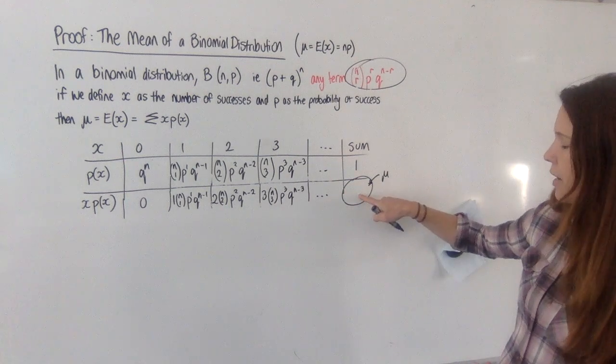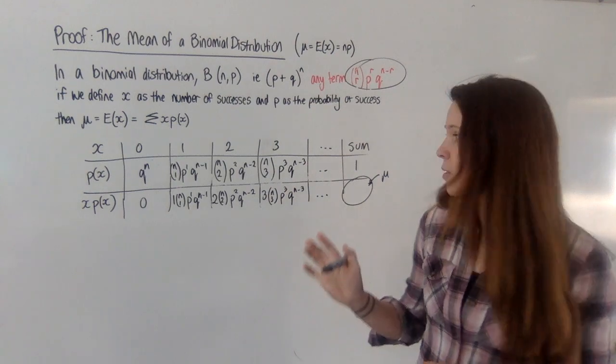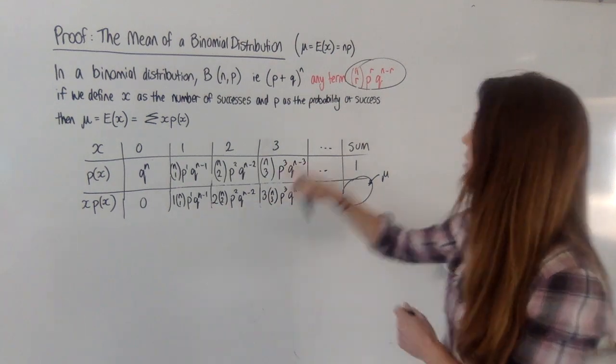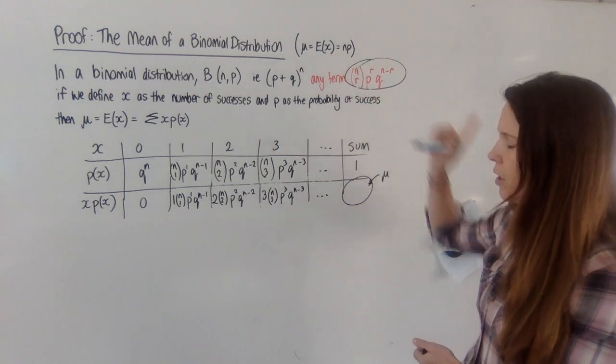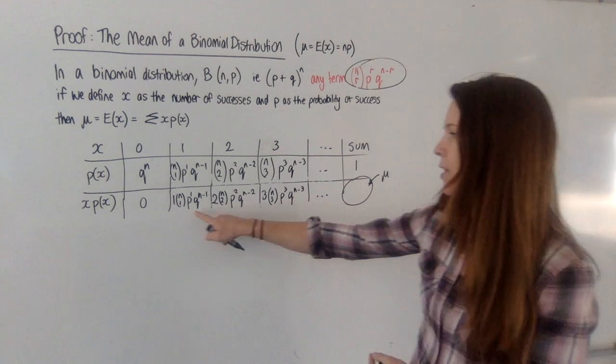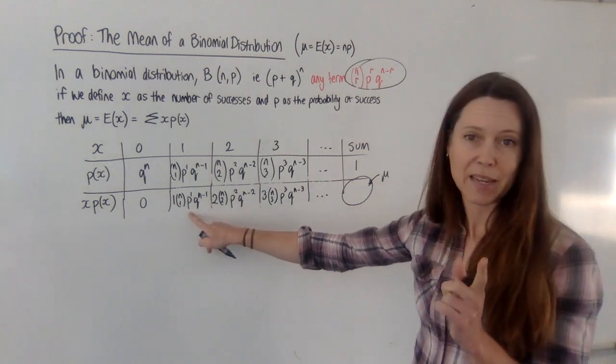So clearly, our mu is the sum of all these terms. Now, to turn these into a different format so that we can quickly and easily come up with this, we need to use a little trick. The first trick that we can use is that we can notice that each of these terms is going to have something in common. It's going to have at least one p in it.